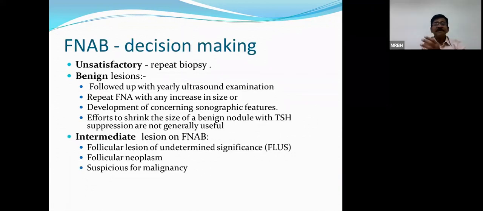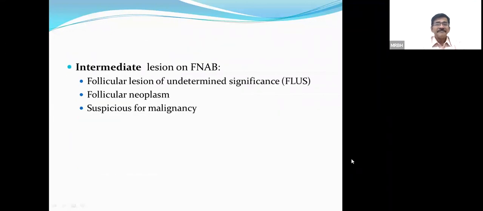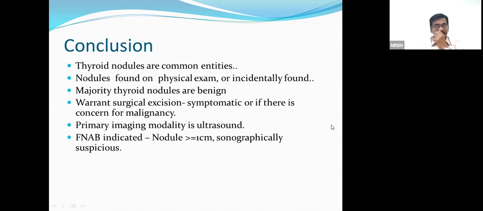So FNAB can be an important investigation for decision making. As I said, we have discussed the Bethesda system, and also the next step to be taken. If the first Bethesda category is non-diagnostic, it goes for repeat biopsy. If it's a benign lesion, you can follow it up with yearly examination. If it's an indeterminate or intermediate lesion, these are the situations you call follicular lesion of undetermined significance, follicular neoplasm, or suspicious for malignancy. So here comes the role for molecular markers. Next. These are the important situations where a molecular marker is helpful for the decision regarding a lobectomy versus a total thyroidectomy.